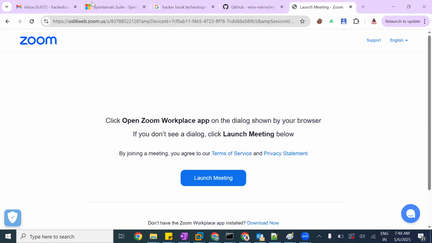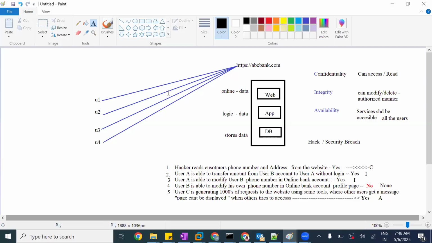Three-tier architecture. Don't get confused between three-tier architecture and principles of information security. Understand the question. Architecture means something you are trying to build, right? You are trying to build a website. What are the important things to consider when you are trying to build a website? Three-tier architecture consists of web server, app server, and database server.